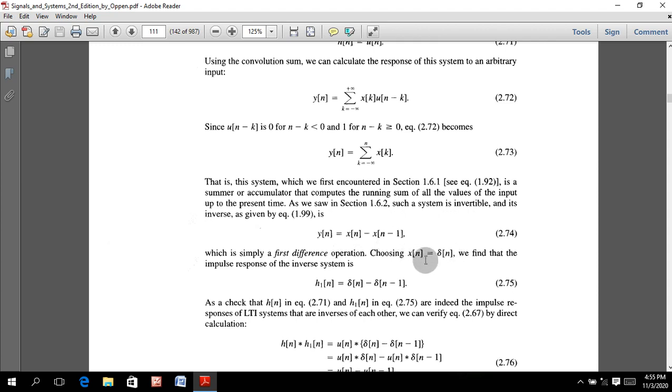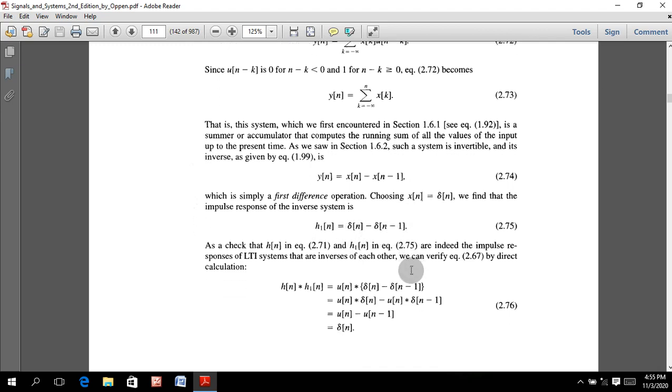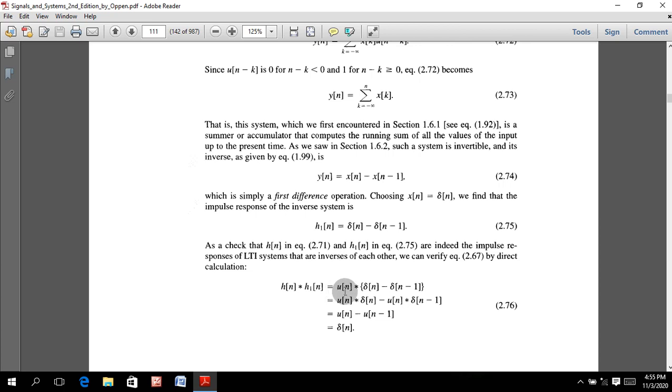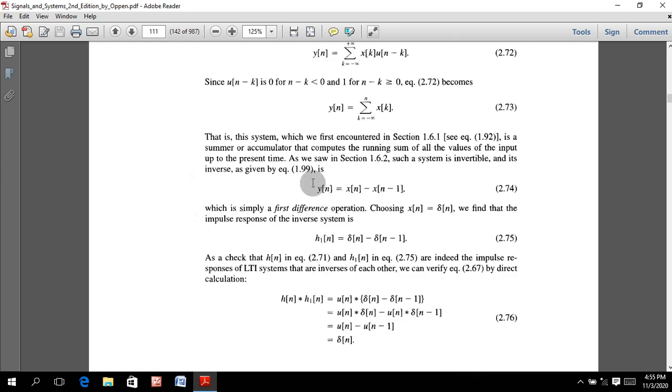It's chosen as x of n equal to delta of n. So we will put h1 of n equal to delta of n minus delta of n minus 1. Now, if we convolve with h of n, the step signal, with delta of n minus delta of n minus 1, we will find this is delta of n. So this is the difference equation, and we are going to understand the difference equation in the next lecture, and we will also understand the causality and stability of our system. So thank you.